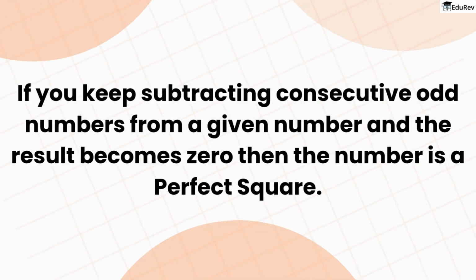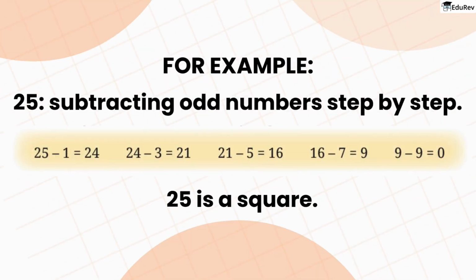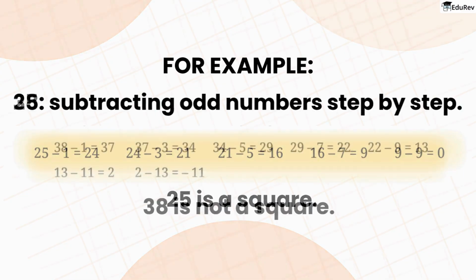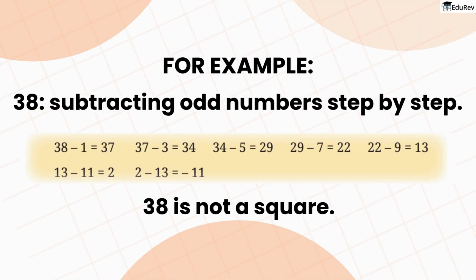And here's a neat checking rule. If you keep subtracting consecutive odd numbers from a given number, and the result becomes 0, then the number is a perfect square. For example, 25, subtracting odd numbers step by step, finally gives 0, so 25 is a square. But 38, subtracting odd numbers never gives 0, so 38 is not a square.